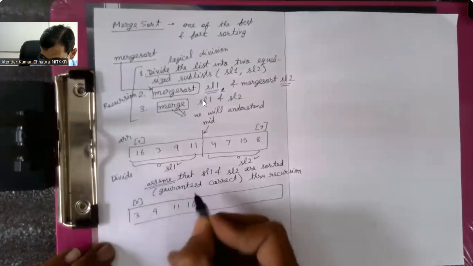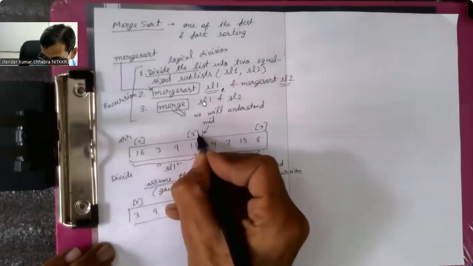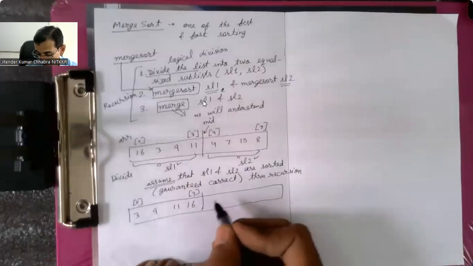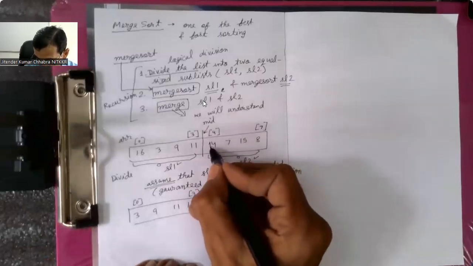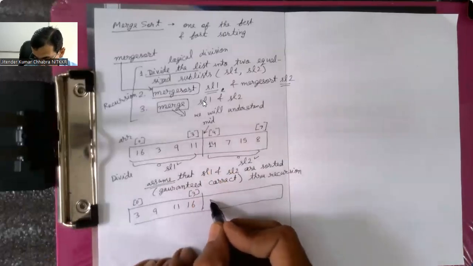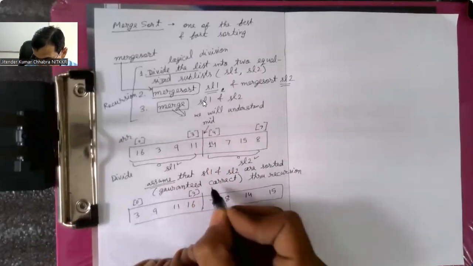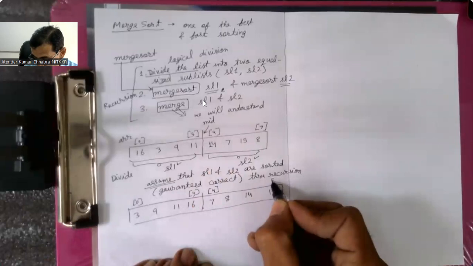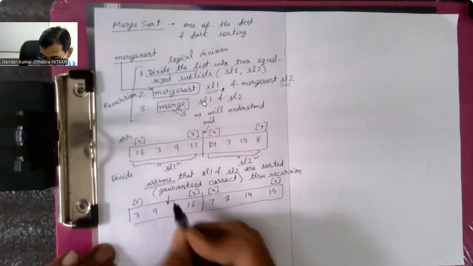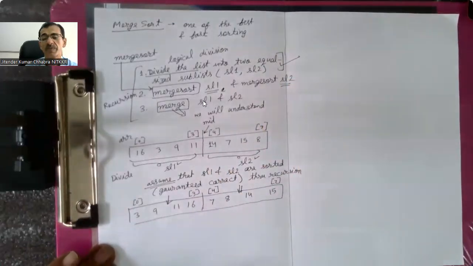Indices 0 to 3. Earlier, this was the list. And on the other side, let's assume some bigger values here, say 14, 7, 15, 8. So I will say this list becomes 7, 8, 14, 15. So this was 4 up to 7. So this got sorted without any difficulty through step 2.